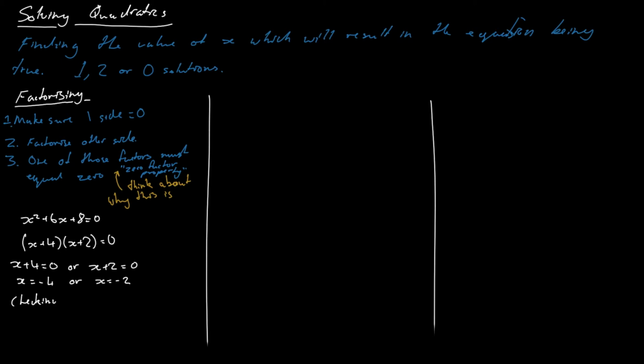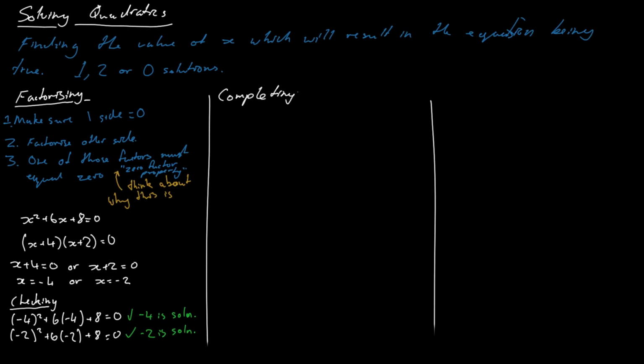To check any solution, you can just substitute the values back into the equation to see if they really make the equation true. So negative 4 squared plus 6 times negative 4 plus 8 is definitely equal to 0, and therefore negative 4 is a solution. And also negative 2 squared plus 6 times negative 2 plus 8 is equal to 0, so therefore negative 2 is also a solution. So that's just a way of confirming things.